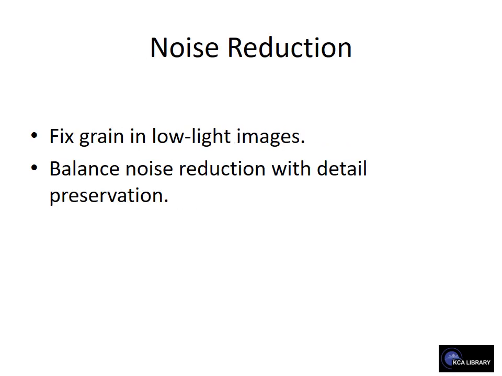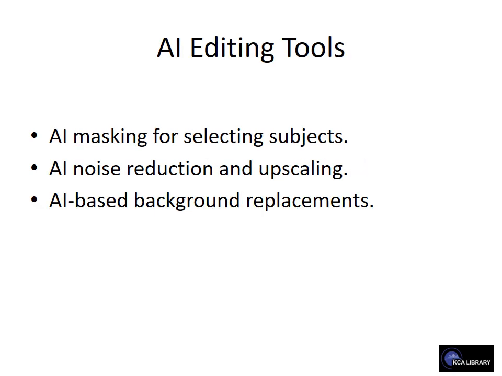Noise reduction. You have to balance noise reduction with detail preservation and fix grain in low light images. When you shoot an image in low light, you have to ensure that the grain is properly fixed. While you're trying to reduce the noise, ensure that you are not taking off any important detail that was naturally supposed to show or be obvious.